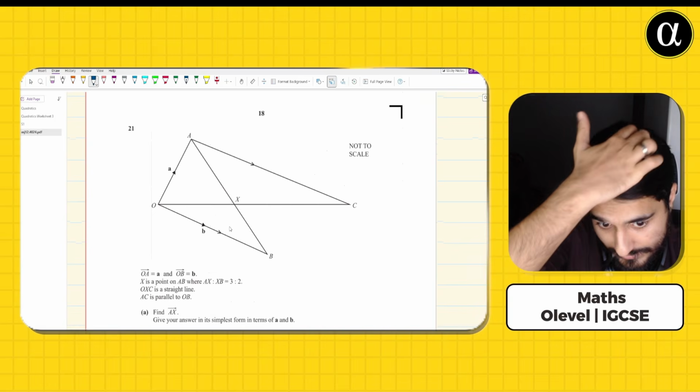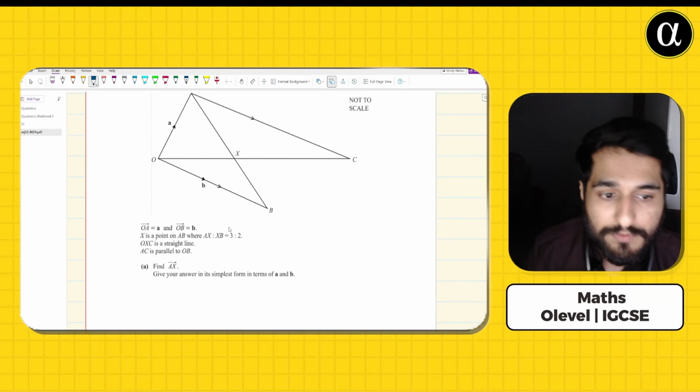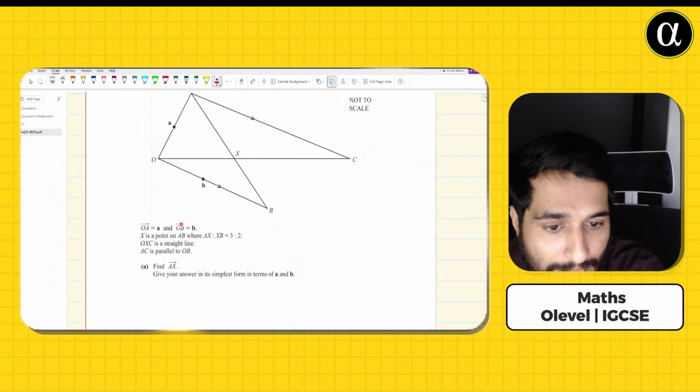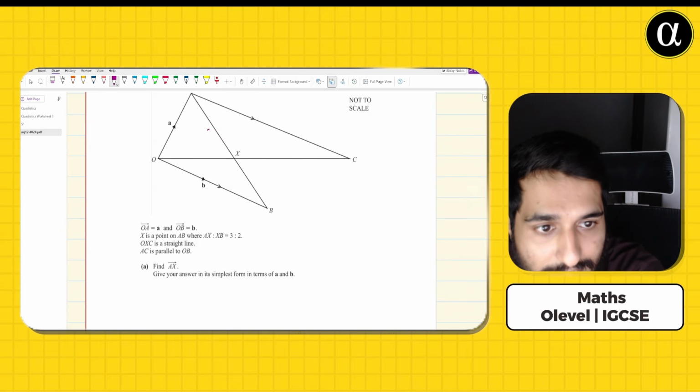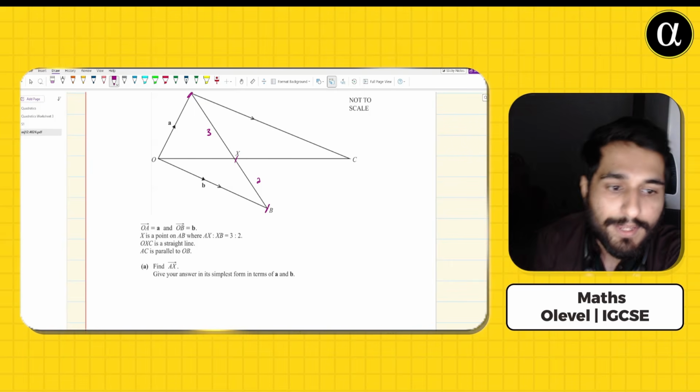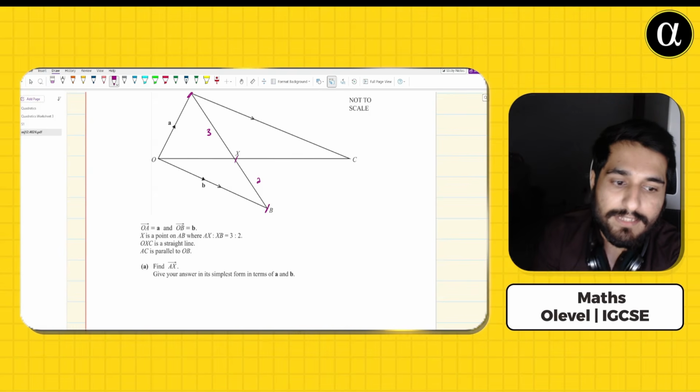Question number 21 seems to be of vectors. It says we are supposed to find AX, and how are we supposed to find AX? For AX, we know that X is a point such that AX to XB is 3:2, which means this length is 3 and this length is 2, from this point up until this point and this point. And we are supposed to find AX.